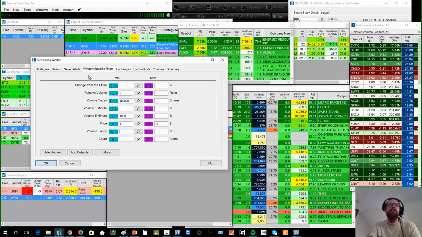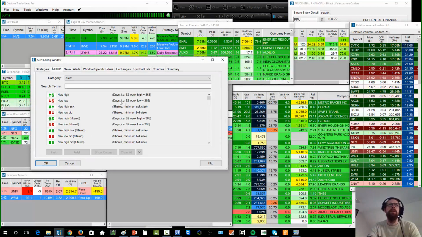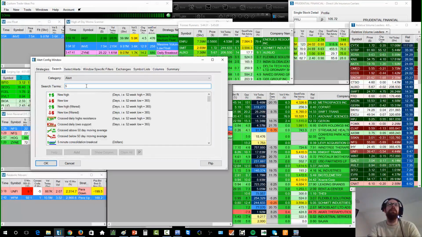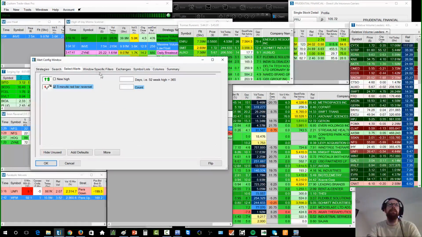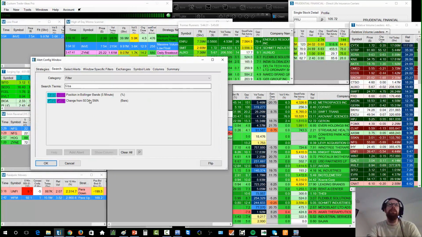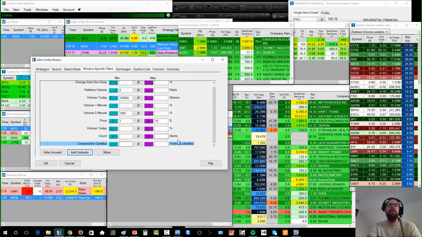Now we're going to go back to select alerts, uncheck that one, look for 5-minute. It's definitely a 5-minute bar reversal. Okay, we'll add alert, check that. Let's see, now we've got to go for more. We've got to do consecutive, so you start typing in the filter that you're looking for. Consecutive 5-minute candle, add filter. And we're going to say -1.